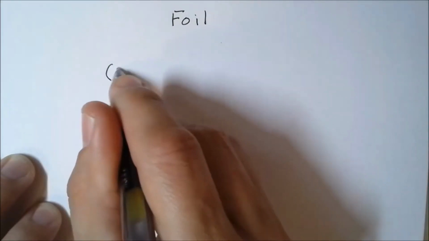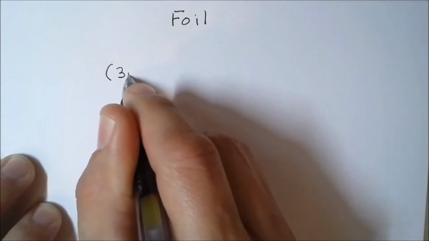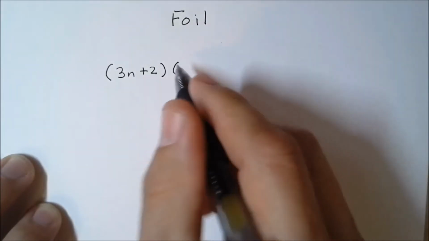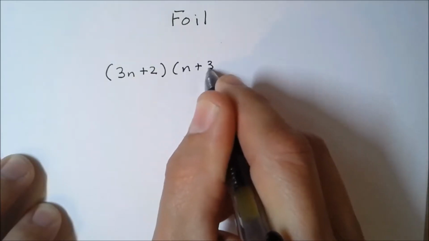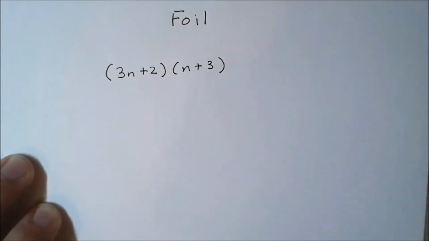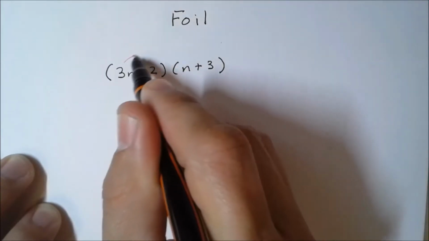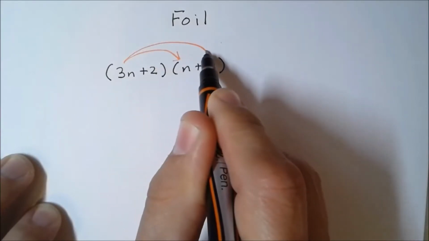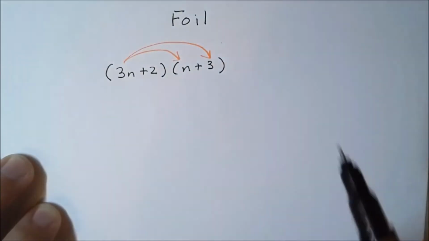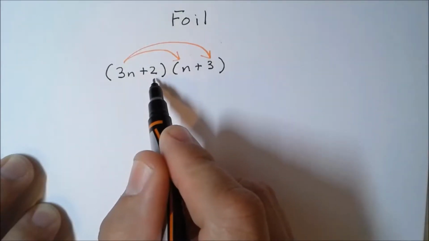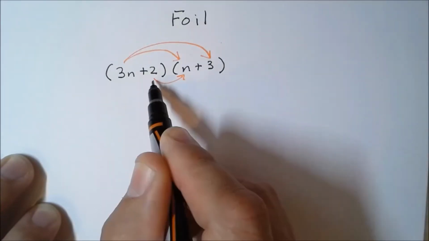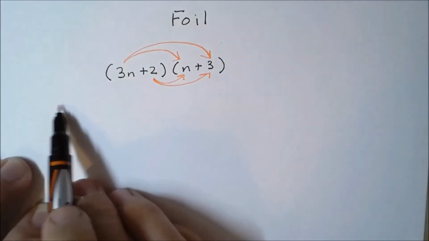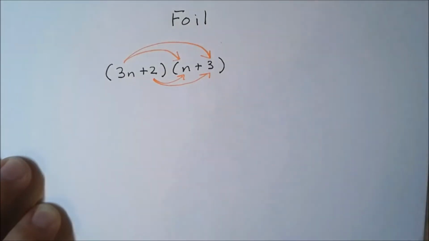And basically when I think of FOIL, I just think of the way we distribute. So I have 3n plus 2 times n plus 3, and we want to multiply these out. So what we're going to do is multiply this outer to this inner, and then multiply this outer to this outer. Once we do that, we're then going to take this inner and multiply it to the inner term, and then take this inner term and multiply it to that outer term. And we're just going to write our values all the way across. So let me show you what that looks like.